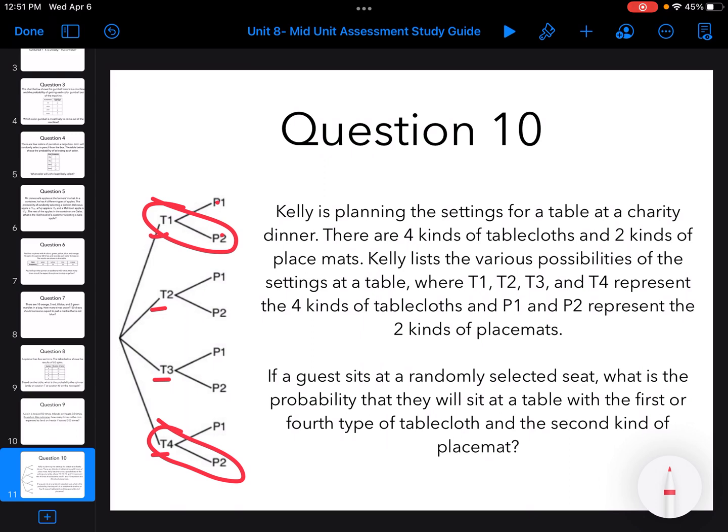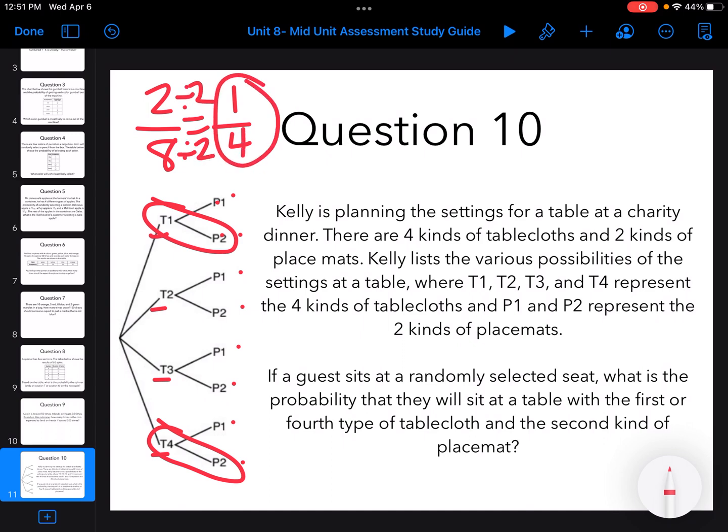So that's 2 out of 1, 2, 3, 4, 5, 6, 7, 8. So that's 2 out of 8, or 1/4, because I can divide by 2 in my numerator and denominator. Or I could have done, there were 4 options, so that's 2/4 times 1 out of 2. And again, I get 2/8, divided by 2 to reduce my fraction, and I get 1/4.